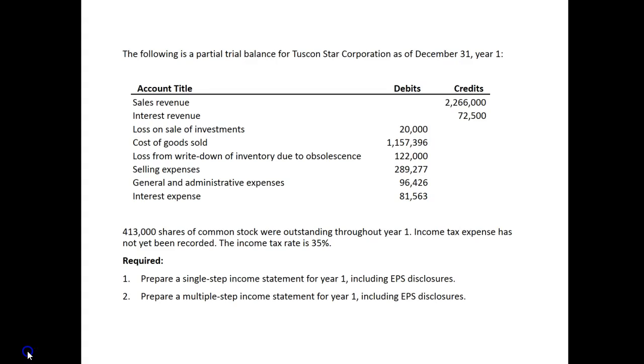Next, you'll see a partial trial balance for Tucson Star Corporation. We show 413,000 shares of common stock were outstanding, and income tax expense hasn't been recorded yet, but we know the rate is 35%. So basically it's asking us to help compute that information.